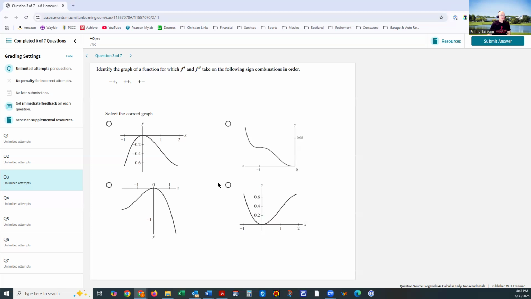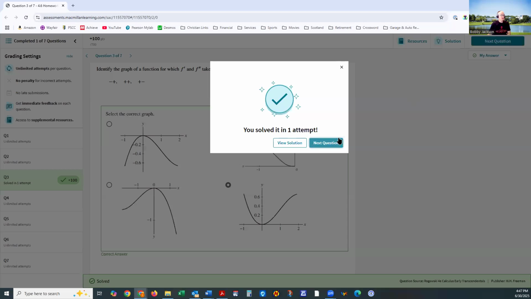So these three sign combinations certainly work for this one here. Again, be careful with yours. The graphs may be slightly different or reorganized. Let's make sure we did it right. Okay, we've got it solved.